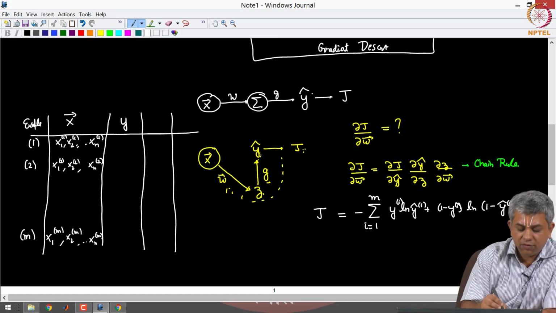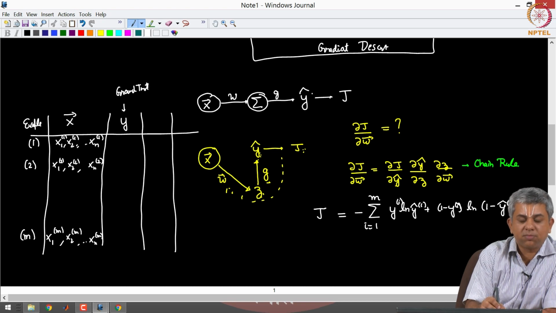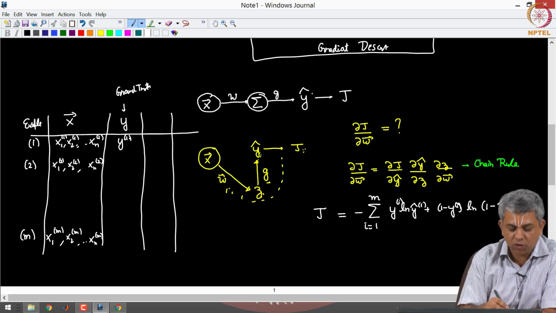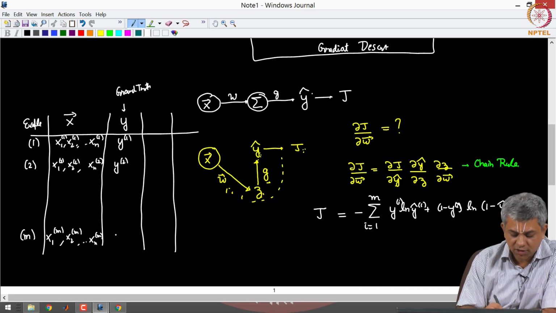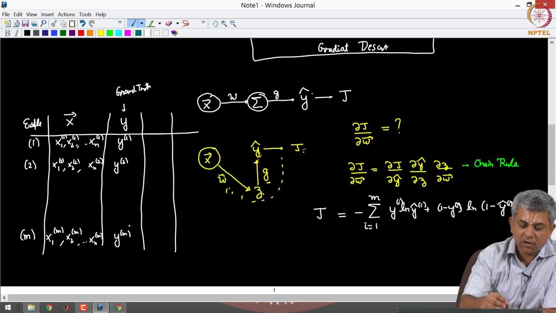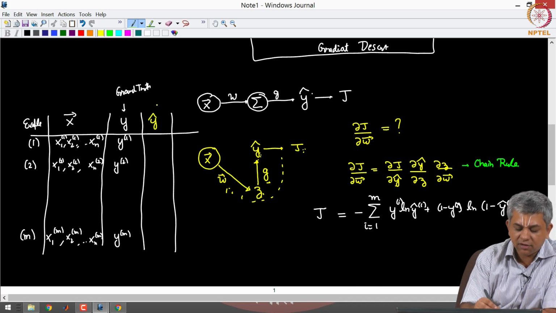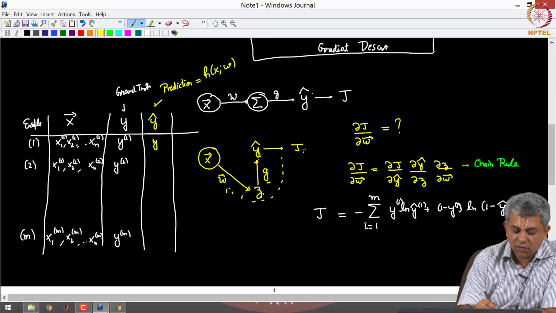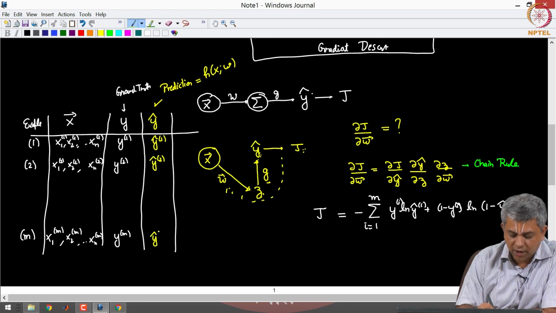Now, we have the ground truth, and since this is binary classification, ground truth here is y1 will be either 0 or 1, y2 will be either 0 or 1, and you have ym. Then we have our y hat, which is our prediction, which is h of x given the parameters w. So, you are going to have y hat 1, y hat 2 up till y hat m.